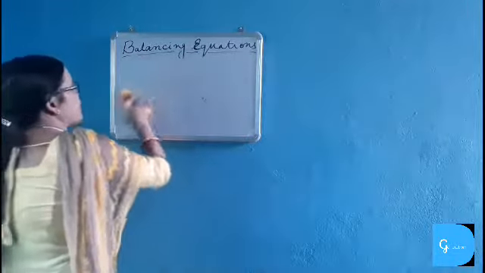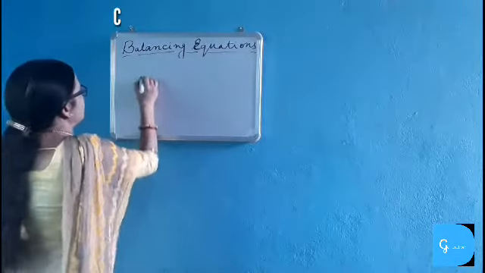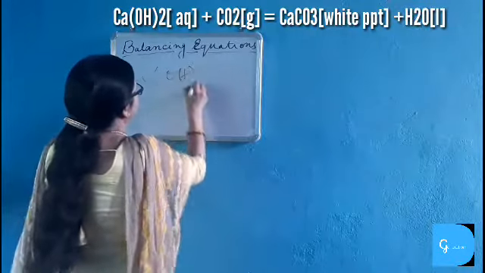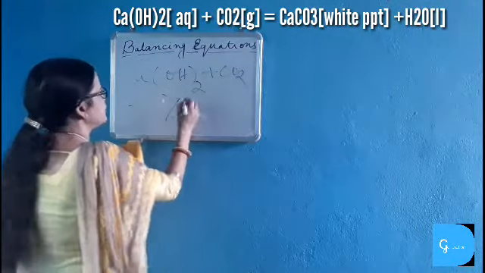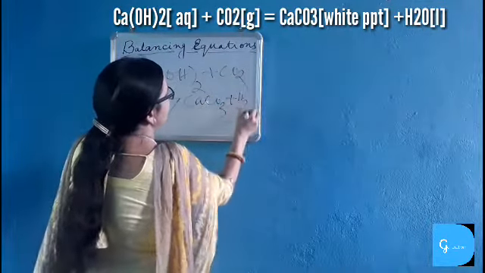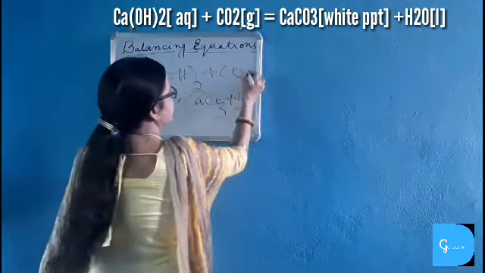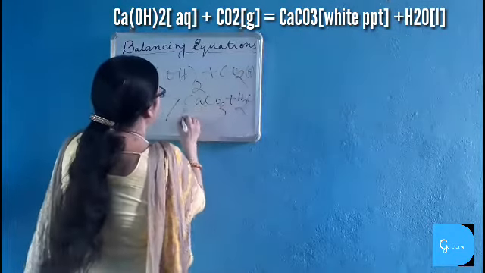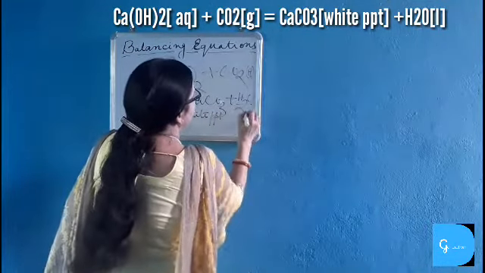If carbon dioxide gas is passed through slaked lime or lime water, see what happens. When calcium hydroxide reacts with carbon dioxide, calcium carbonate plus water is formed. Calcium hydroxide is an aqueous solution, carbon dioxide is a gas. This is the white precipitate, which is in solid form, and water is a liquid.